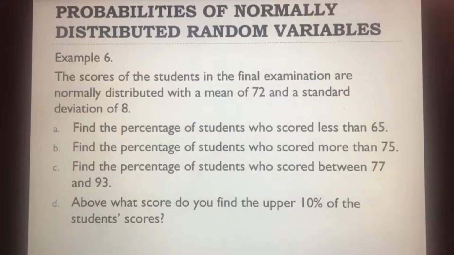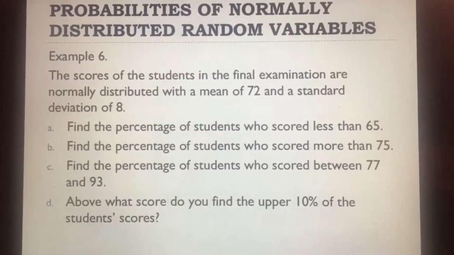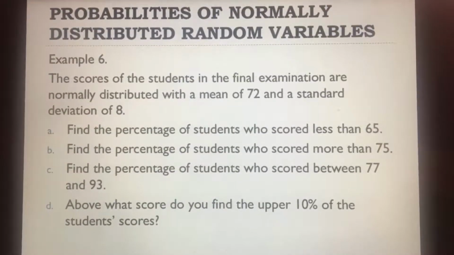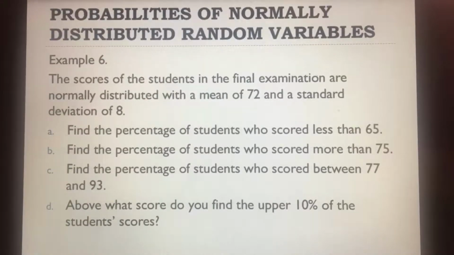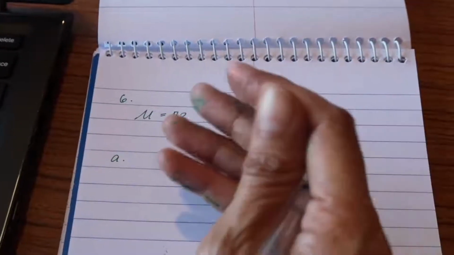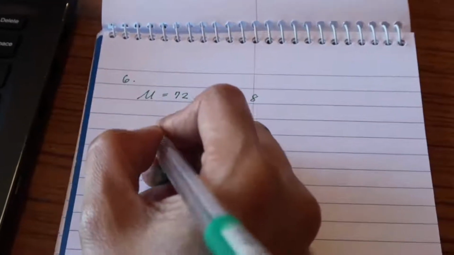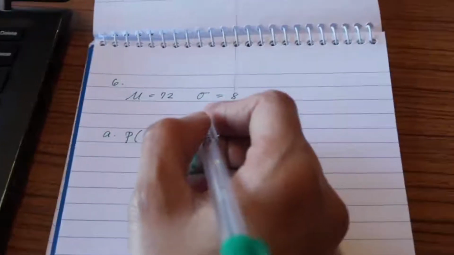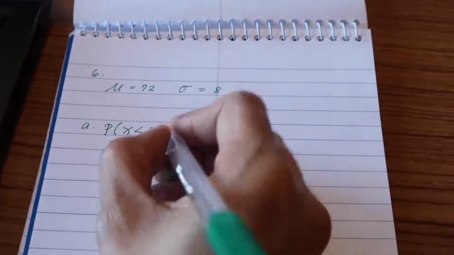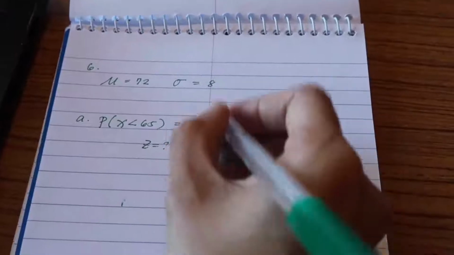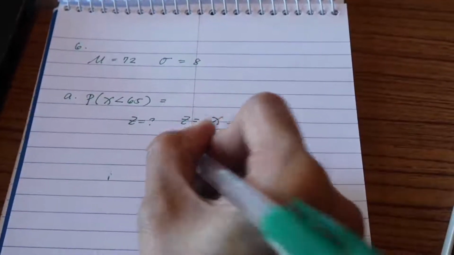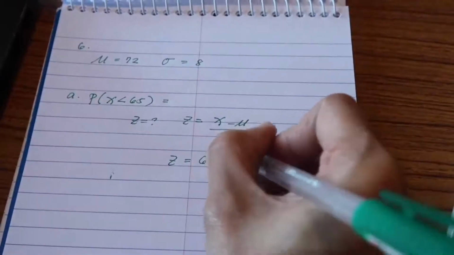Let's proceed now to the number 6 example. The scores of the students in the final examination are normally distributed with a mean of 72 and a standard deviation of 8. Letter A. Find the percentage of students who scored less than 65. When we say percentage or probability, they are the same. So we need to look for the probability or the percentage that a student scored less than 65. Okay? So how do we find it? First, solve for the z score. So z score is equal to x minus the mean over the standard deviation. So z is equal to 65 minus the mean, which is 72, over 8.